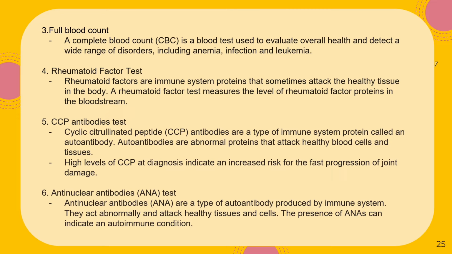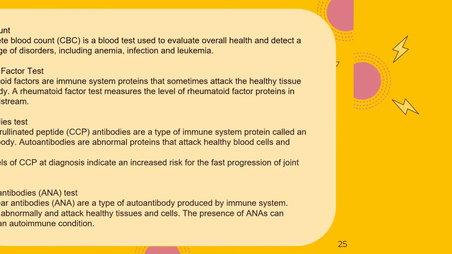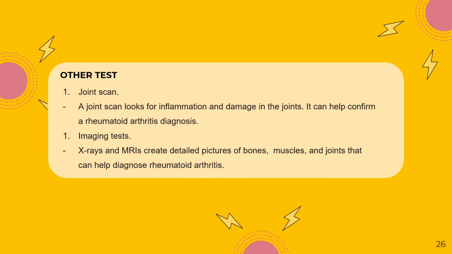Anti-nuclear antibodies, ANA, are a type of autoantibody produced by our own immune system. They act abnormally and attack healthy tissues and cells. The presence of ANAs can indicate an autoimmune condition. ANA testing looks for the presence of ANAs and can help confirm a rheumatoid arthritis diagnosis.